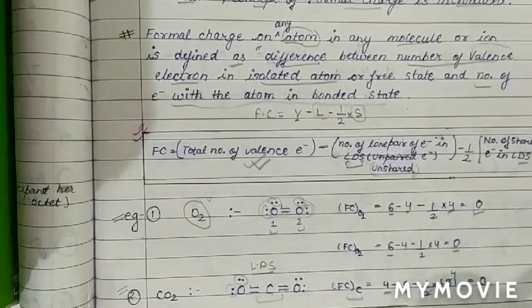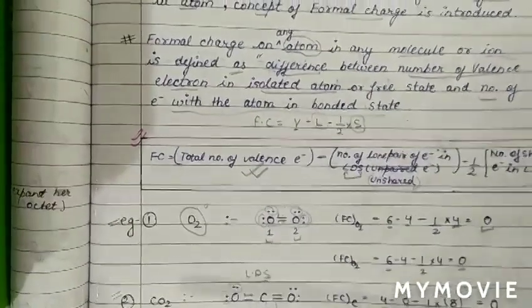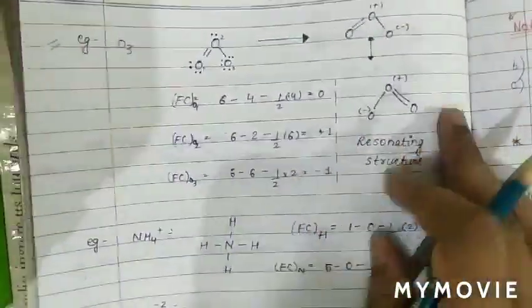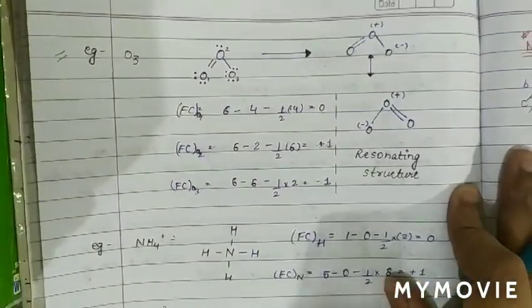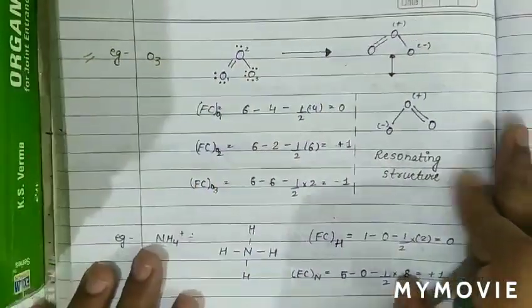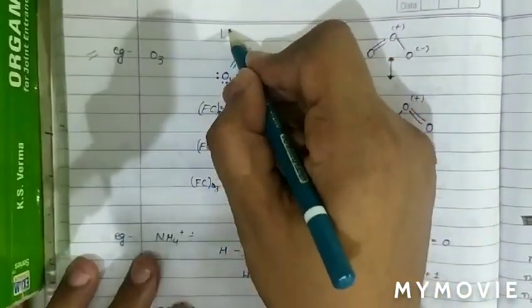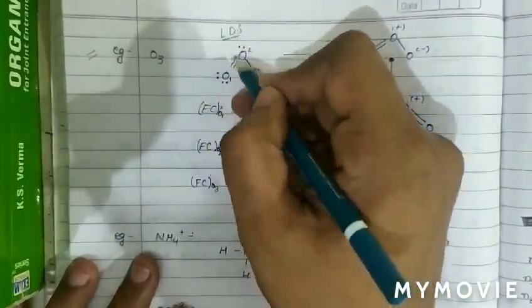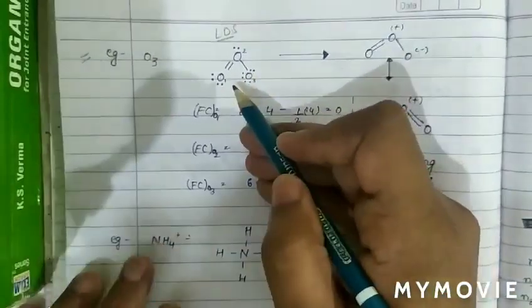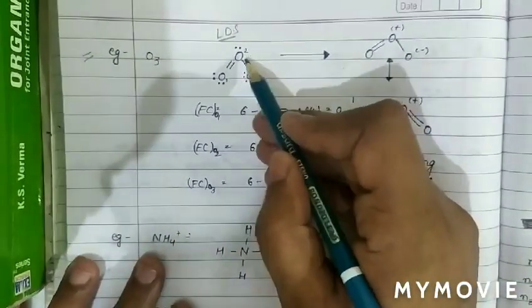Next, we are going to calculate the formal charge in the ozone molecule on each oxygen atom. According to the Lewis dot structure, this is the structure of ozone. Now number the oxygen atoms 1, 2, 3.